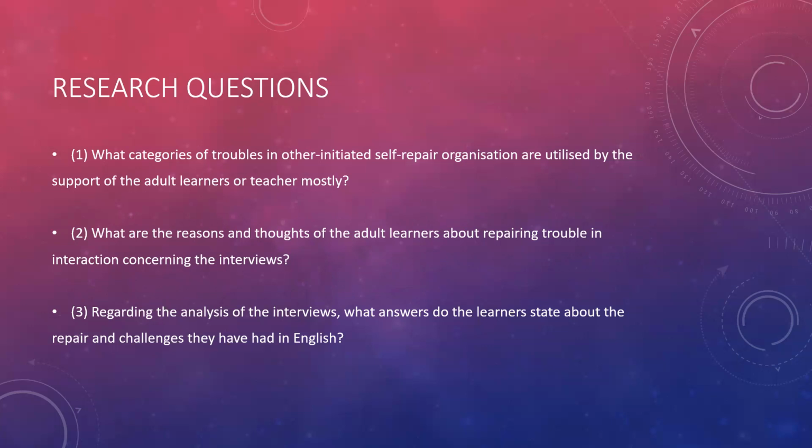And the second question is, what are the reasons and thoughts of the adult learners about repairing trouble in interaction regarding the interviews? And the last question, regarding the analysis of the interviews, what answers do the learners state about the repair and challenge they have had in English?